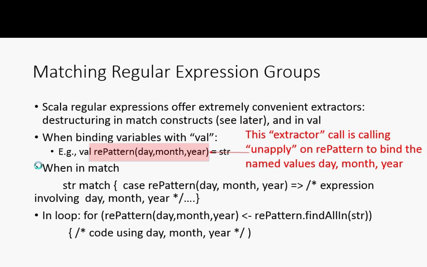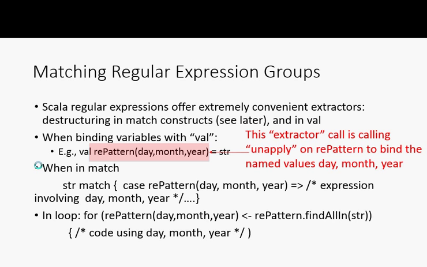Okay, ladies and gentlemen, this is another feature of how we can use these extractors. One place we see them is in match expressions. Another place we see them is in something like this. Val, this is a regular expression pattern, day, month, year, equals some string. What is going on there? Can anyone interpret that? So I'll tell you, unapply is being called on the string. What are day, month, year, do you think?